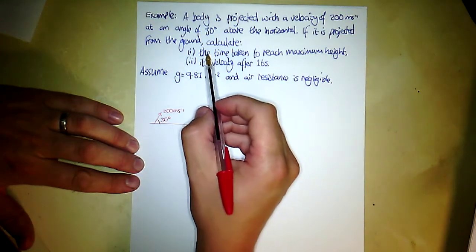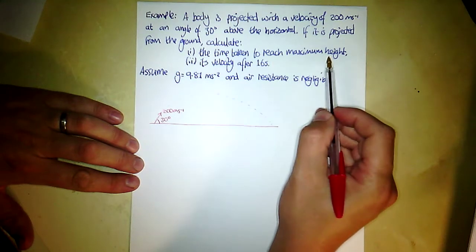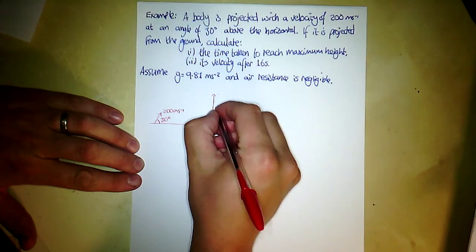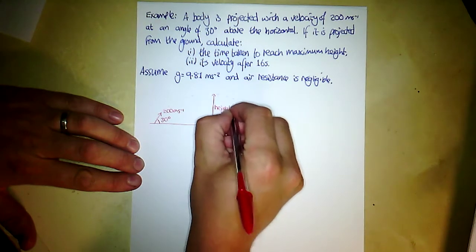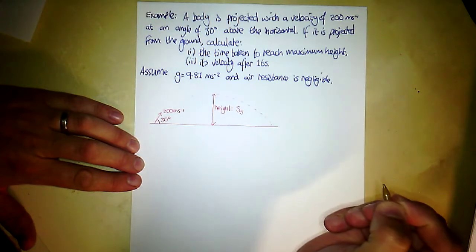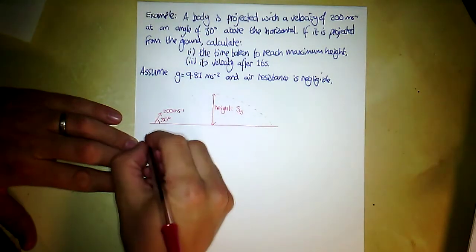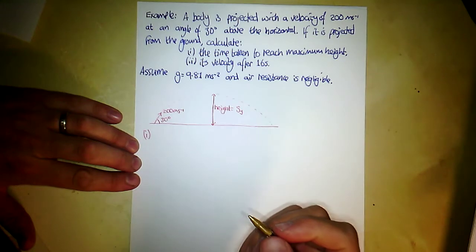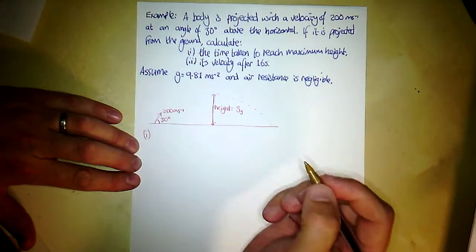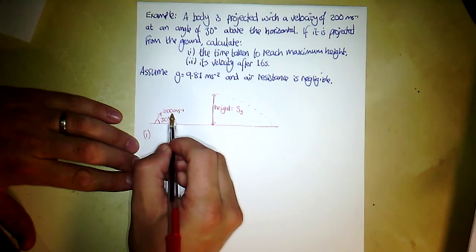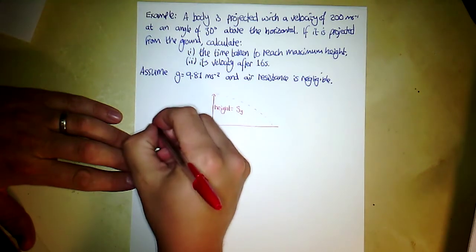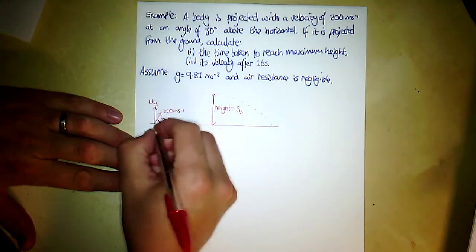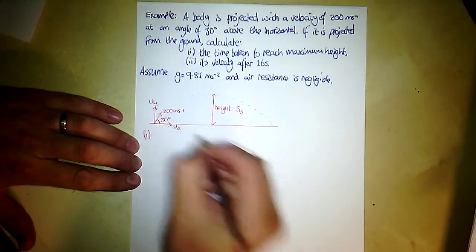For the first question, it's asking for the time taken to reach maximum height. So that is going to be at this point in the arc. We're going to say that the height is our displacement in y. Now, our first step for calculating part 1, the maximum height, we should know that we're only working in the vertical direction. So we don't need all of this 200 meters per second, we need to split that into components. So we're going to have an initial velocity in y and an initial velocity in x.